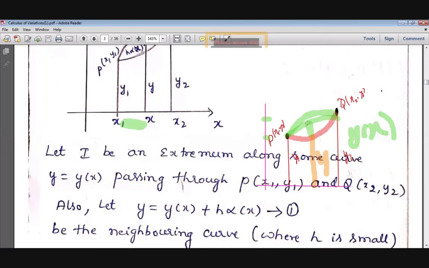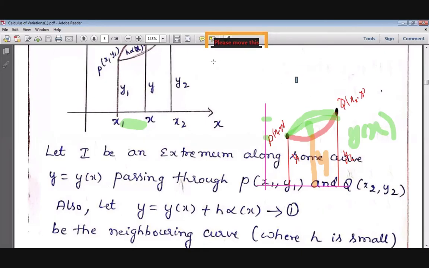Correct? Then between that small part, that won't be there. h of x won't be there. Okay? h will be 0, not h of x. h will be 0. Here, what is alpha of x?